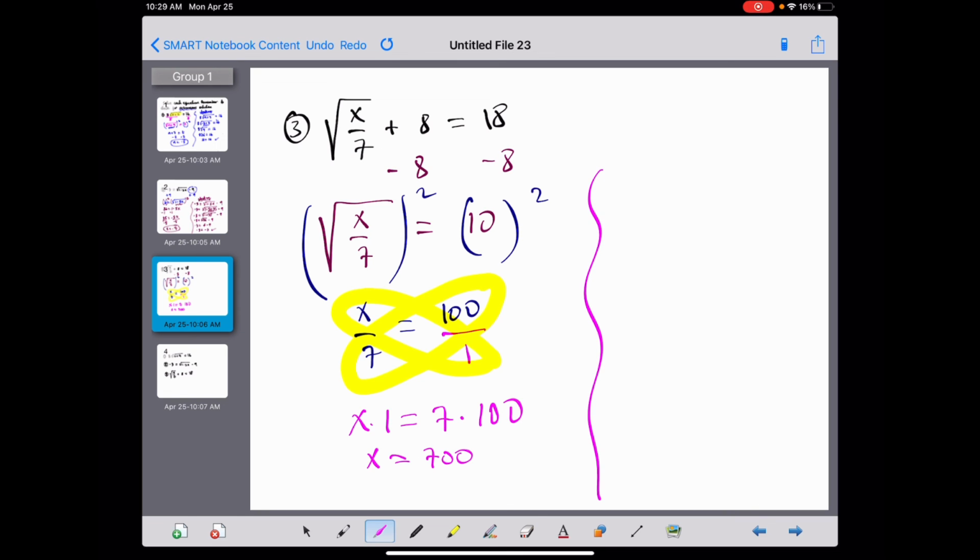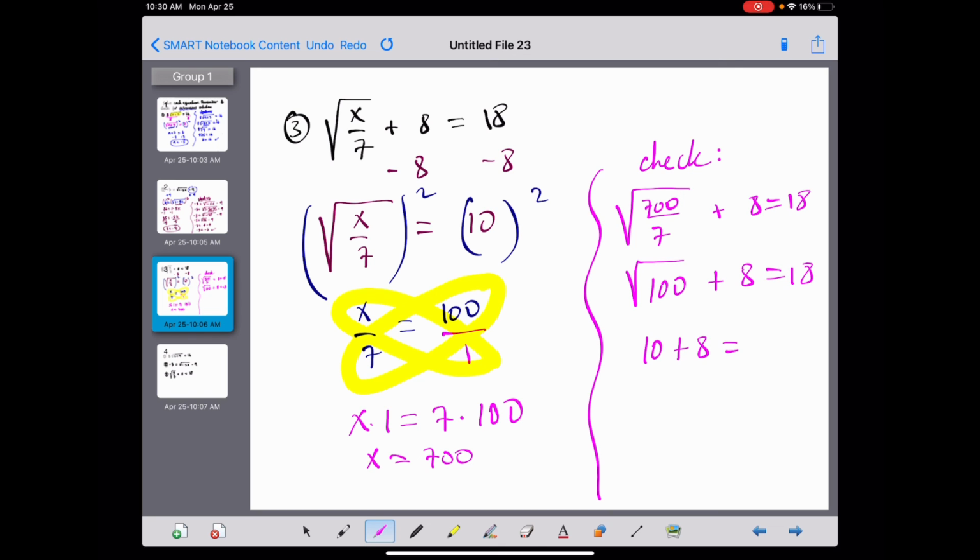Okay, check again. We're going to put 700 into square root of x over 7 plus 8 equal to 18. So this is going to give me square root of 100 plus 8 equal to 18. Square root of 100 is 10, plus 8 equals 18. So 18 does equal 18. So that's how we know this answer is okay.